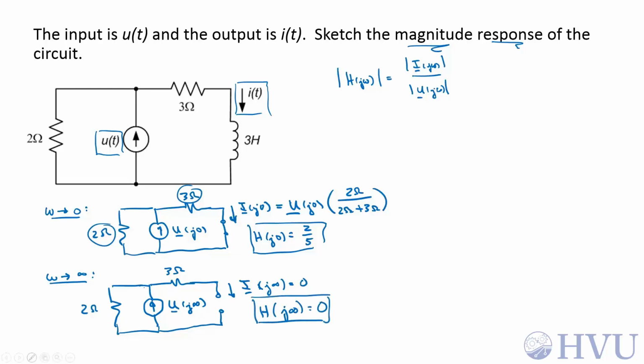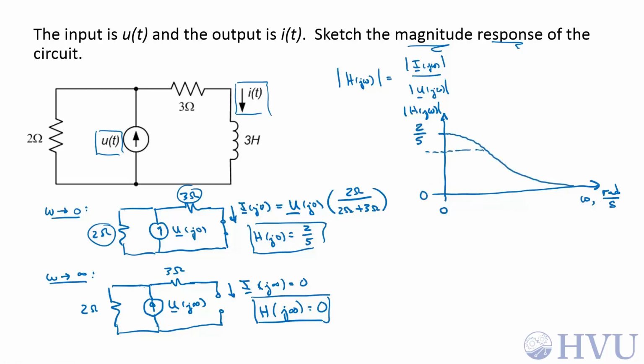Now we can start on our sketch. Horizontal axis is frequency in radians per second. Vertical axis is magnitude of H(jω). At low frequencies, when omega is equal to 0, this is 2 over 5, and it goes down to 0 at high frequencies. Now we need to fill in the corner frequency, or the cutoff frequency, omega sub c. The magnitude at omega sub c is the maximum value, 2 over 5, times 1 over square root of 2. So there's our magnitude. Now we just have to find the frequency.